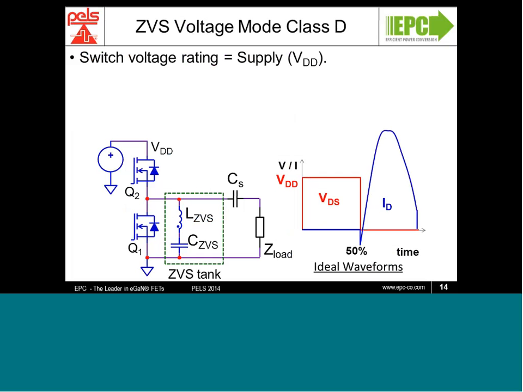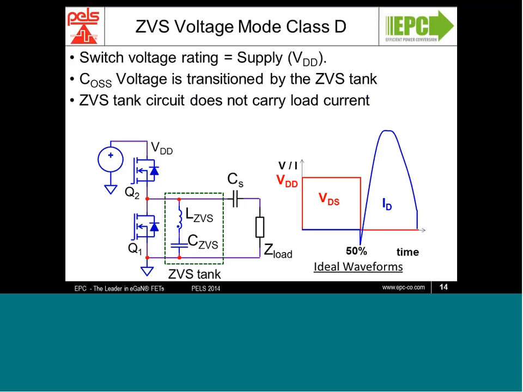The switch's voltage rating is that of the supply. The output capacitance is transitioned by the zero voltage switching tank, and the zero voltage switching tank also does not carry the full load current as the extra inductor, and the RF choke does in the Class E topology. Therefore, the corresponding losses in that inductor are also significantly lower. The coil voltage, however, in this case is half that of the supply voltage, slightly lower than that of the Class E case.